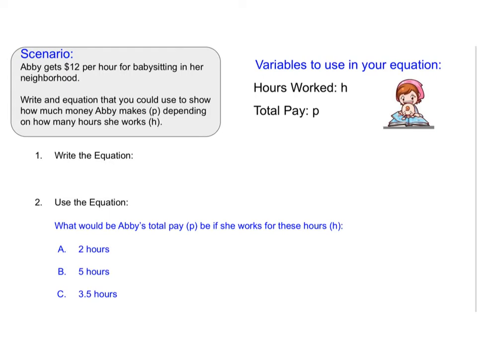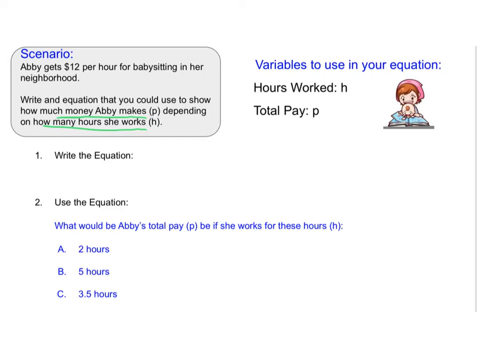All right, so in this scenario, Abby gets $12 per hour for babysitting in her neighborhood. Okay, so I know the problem is going to have something to do with her getting that $12 because that's the number I know. So it says write an equation that you use to show how much money Abby makes, depending on how many hours she works. So those are our variables because it's a number that can change depending on how much money you make per hour and how many hours you work.